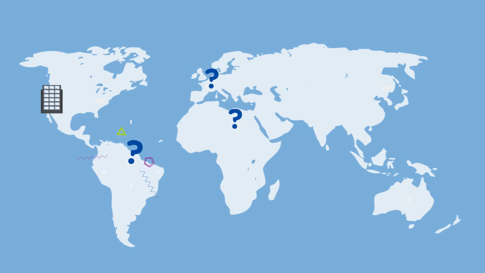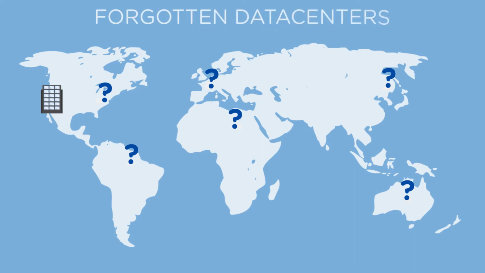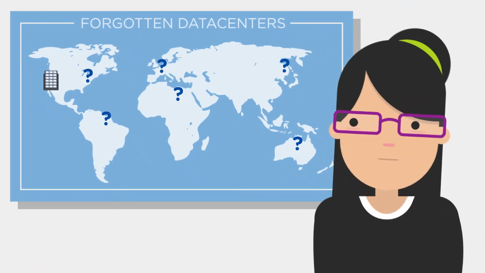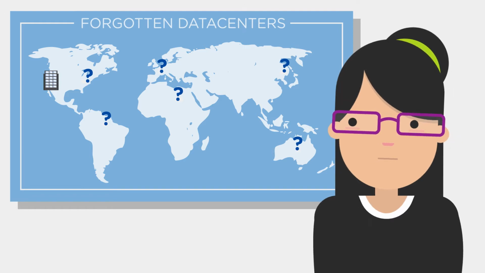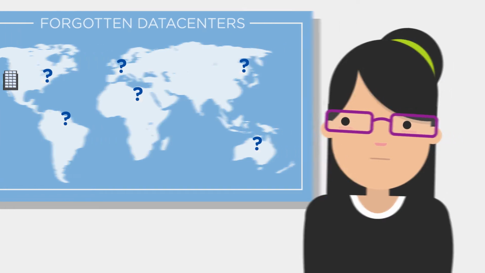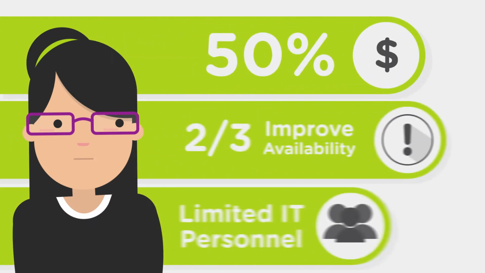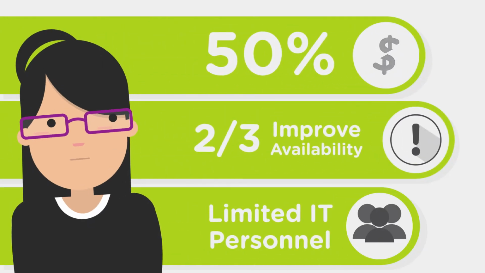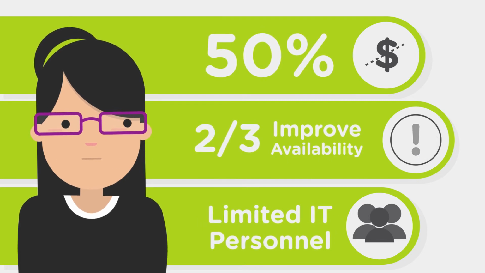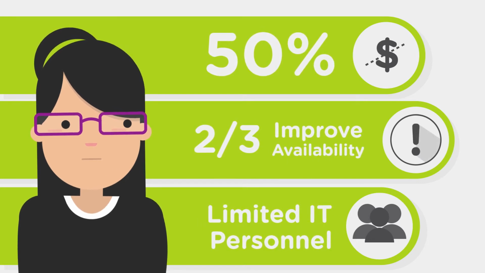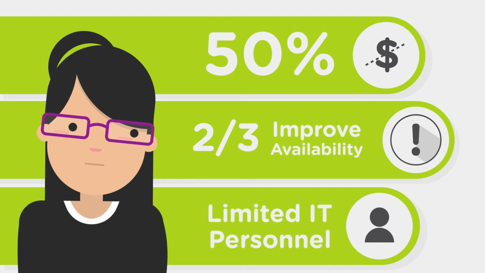IT often refers to remote and branch office server and storage as the forgotten data center. These teams need the ability to deliver applications and data to users at remote and branch offices, but they face a number of challenges. Over 50% of organizations want to cut expenses at their branch locations. Over two-thirds want to improve availability and backup recovery for these remote sites. And only 1 out of 7 remote offices have IT personnel on staff.